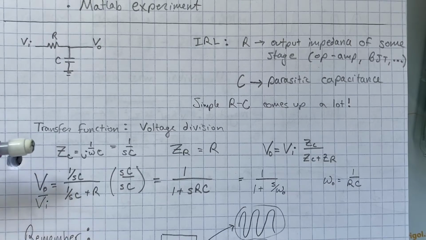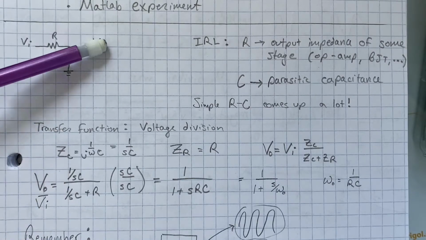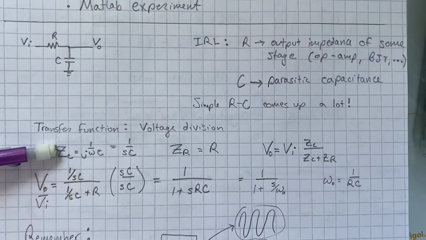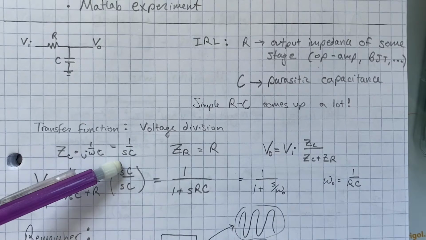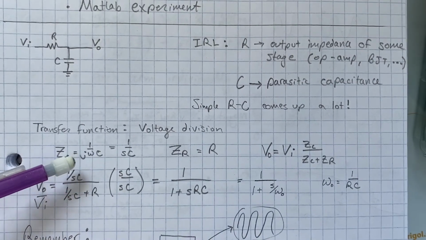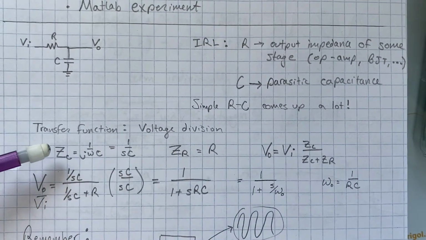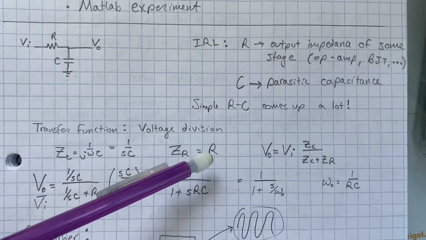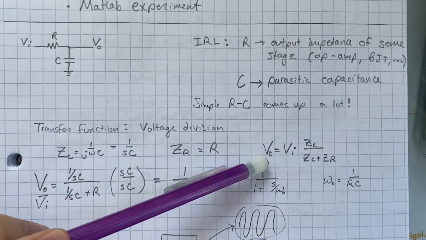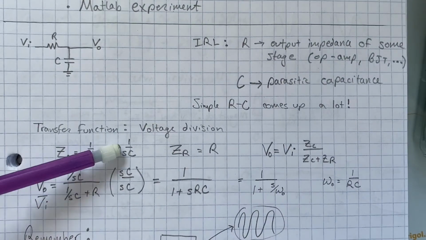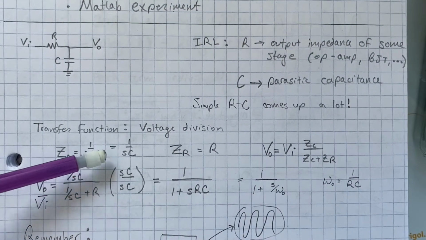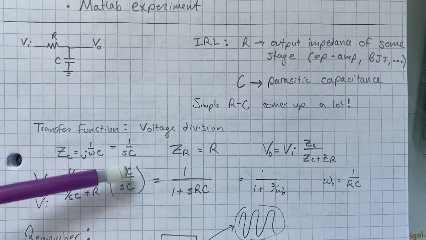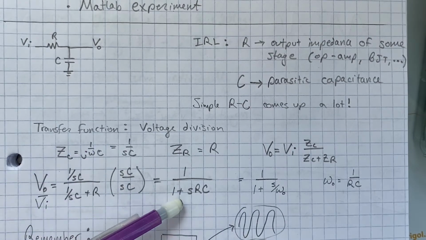And if we do voltage division to try to find the transfer function of the output over the input, we can see that the impedance of the capacitor is 1 over j omega C. Here we're going to say that S is j omega, because for electrical circuits, our input is purely sinusoidal. And of course, the impedance of the resistor is not frequency dependent, so it's just R. And here's our voltage division equation. We'll simplify, multiply numerator and denominator by SC, which is 1, and we'll get this here.